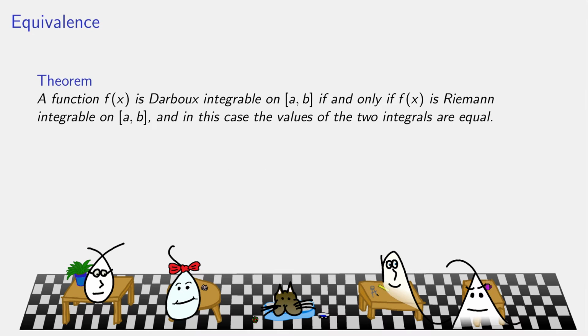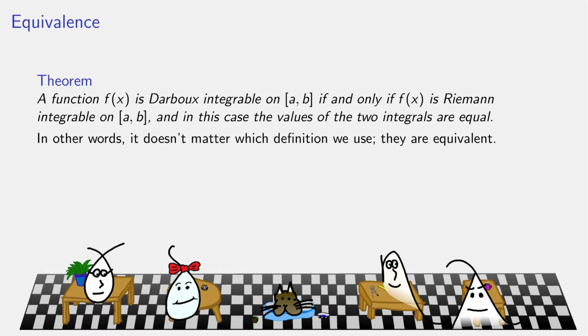Well, if there's not that much of a distinction between the two ideas, let's be formal about it. A function is Darboux integrable on an interval if and only if it's Riemann integrable, and if it is integrable in either sense, the value of the two integrals are the same. So these two notions of integrability are logically equivalent and produce the same values. Which means if you're trying to show a function is integrable or not, you can use either definition you want. You'll get the same answer, and proving it for one of them will automatically prove it for the other.